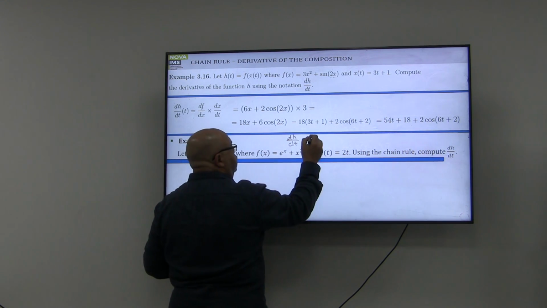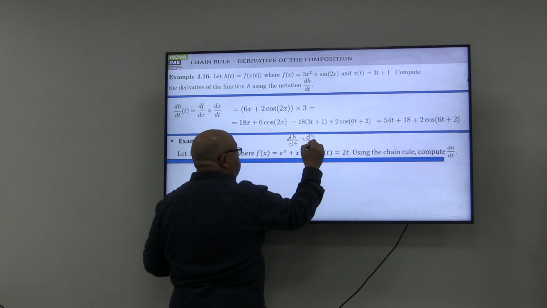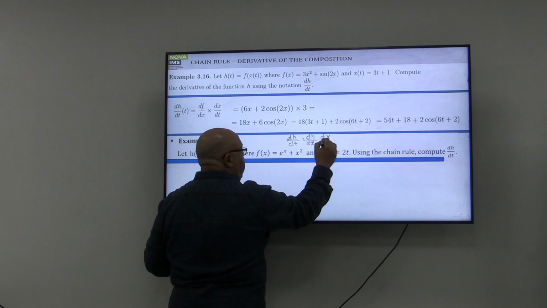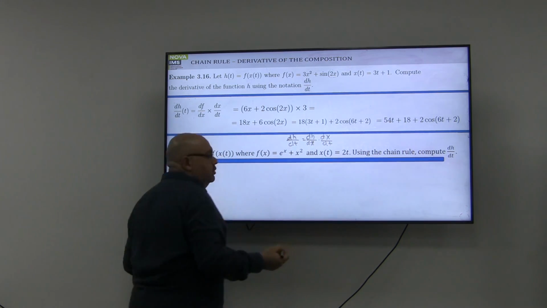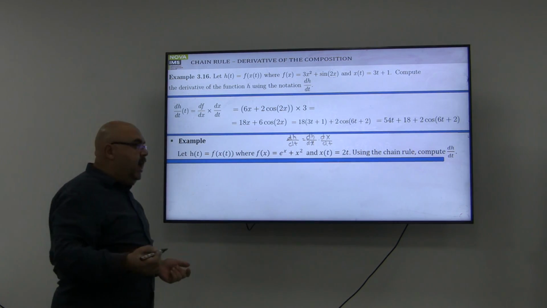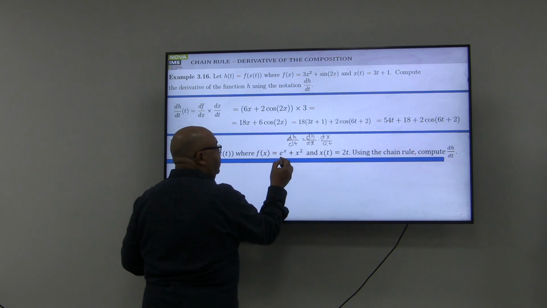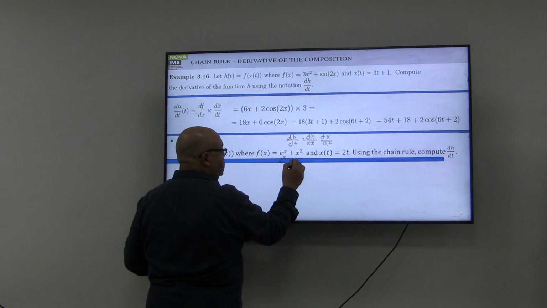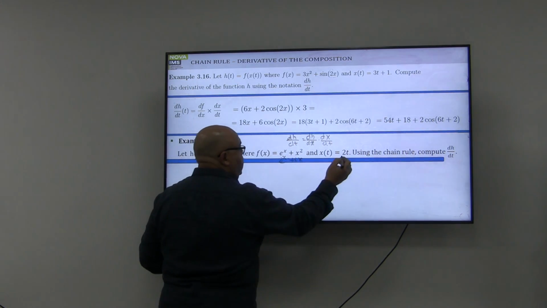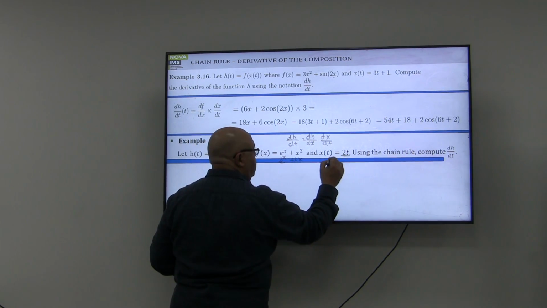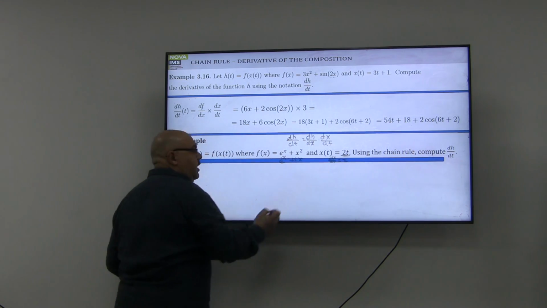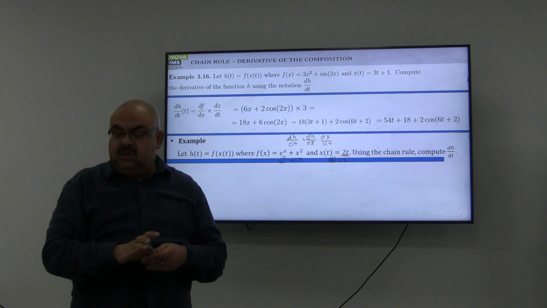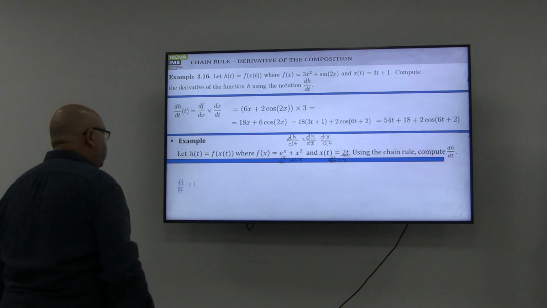If you like to change it to dh by dt, as I usually do, times dx by dt, it's okay too. It's really up to you. So all I have to do once more is to differentiate this part, which is going to be e to the power of x plus 2 ln x. Then I will deal with dx by dt, which is going to be 2. Then I will multiply them together and substitute. It's really very simple. So once more, here we go.